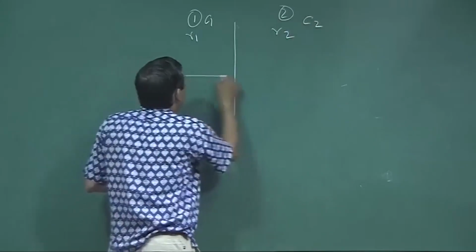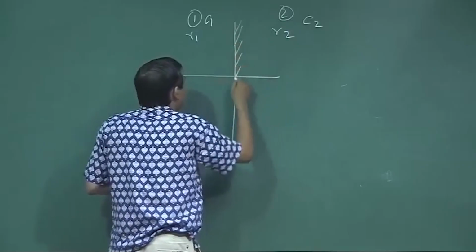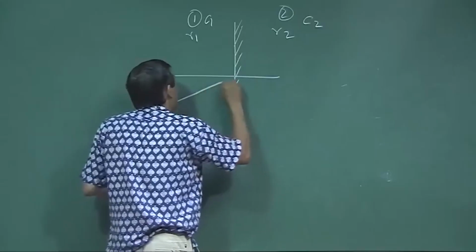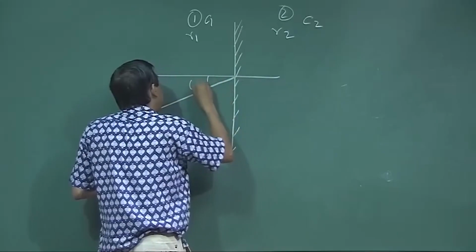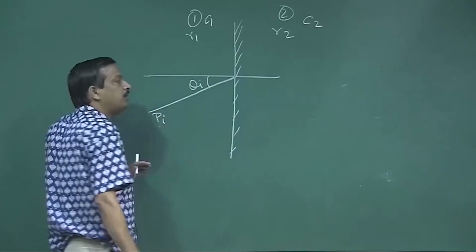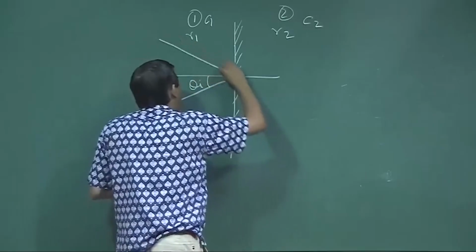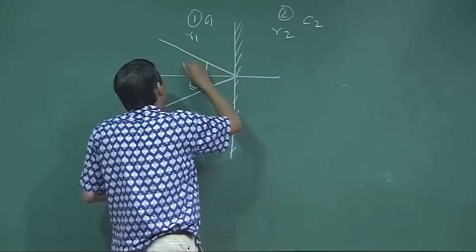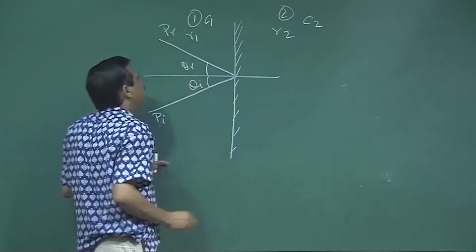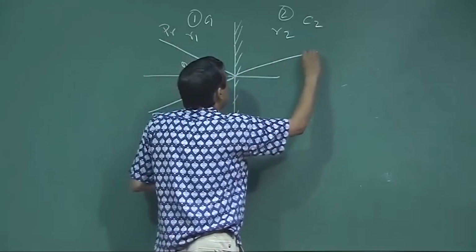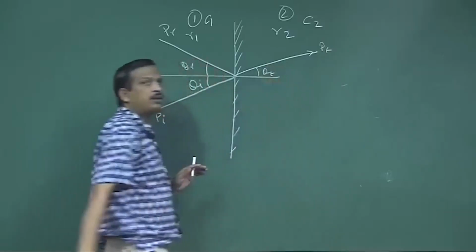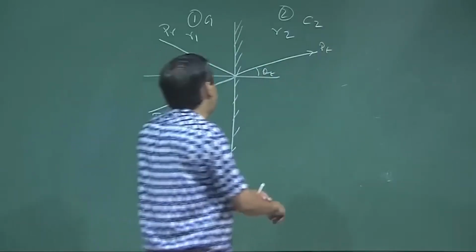Now, if the wave is incident not normally, an oblique incident, the wave creates an angle theta I, which is the angle of incidence of the incident wave, and the reflected wave will create the same angle theta r, which means theta I is equal to theta r. This is PR, the reflected wave, and there will be a transmitted wave which is PT, with theta t, the angle of transmission.